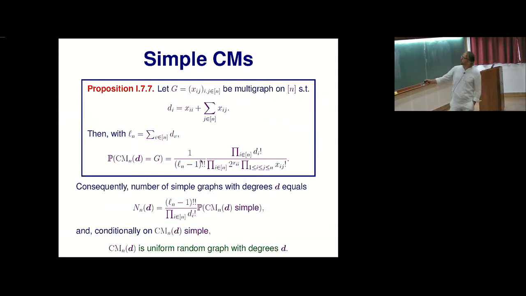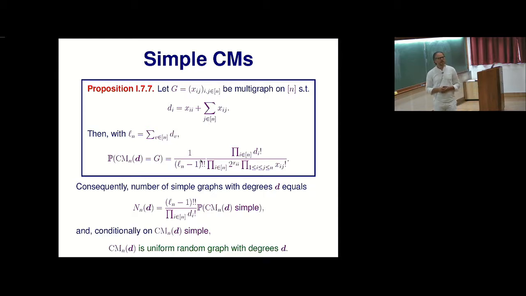So this nasty factor here corresponds to the number of pairings that are such that you actually produce the same graph. So if I were to have two half-edges incident to a vertex, and I swap their pairs around, I actually get exactly the same graph. Okay? So you have to account for that. So that actually explains this factor here. If I permute all the half-edges incident to a vertex, I actually get exactly the same configuration, the same pairing.